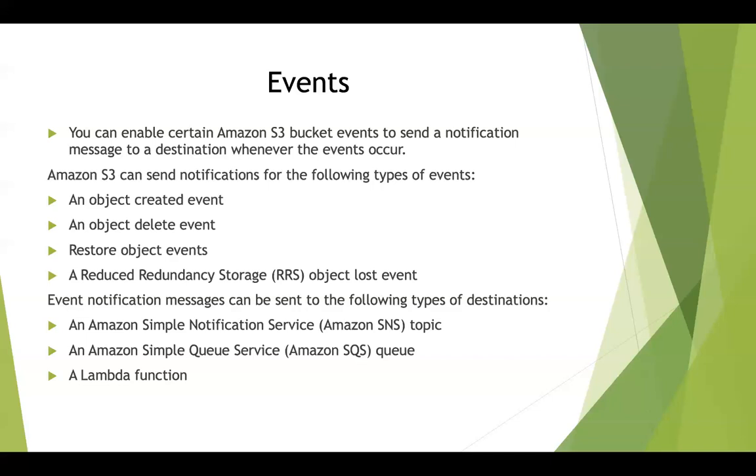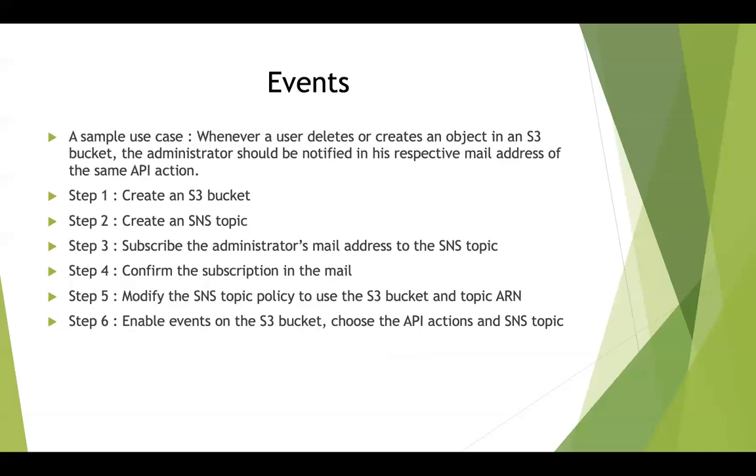Okay. So you need to understand that whenever you put an object or delete an object, or whenever you restore a particular object from a different storage class, or whenever you are using reduced redundancy storage and your object is lost, you will be able to trigger notification messages to be sent to these destinations. It can be to Amazon SNS or to Amazon SQS or to a Lambda function. Okay. So we will look at one such scenario today.